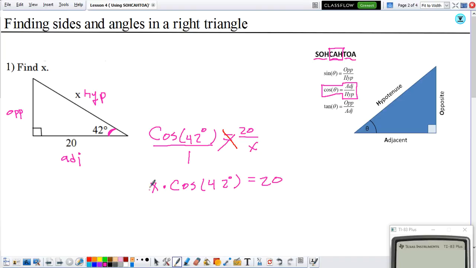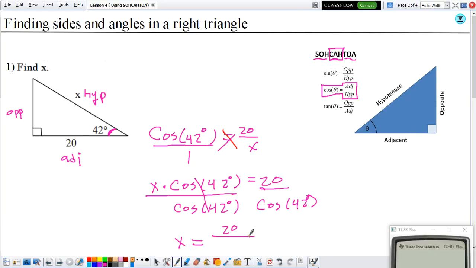Remember that we want to have x by itself. So here we need to divide by the cosine of 42, left and right. So we're going to have a cosine of 42. So that means that x is equal to 20 divided by the cosine of 42. How can we find this value?